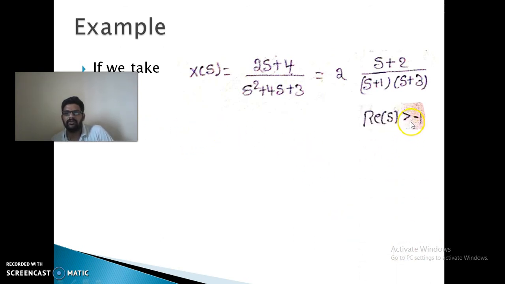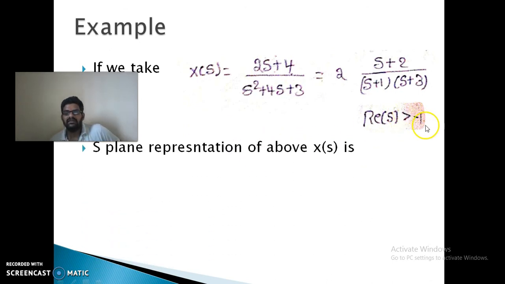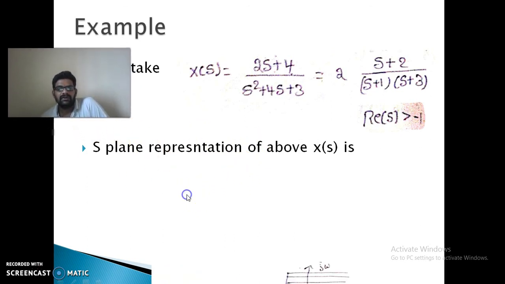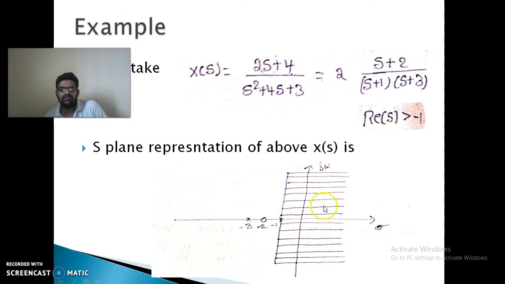RE is greater than minus 1. So RE greater than minus 1 means it is a right-sided signal. If RE is less than minus 1, it is undefined, because minus 3 is part of this one. So the ROC does not exist, and the inverse Laplace transform does not exist. Like that, you have to identify. The S-plane represents it like this.